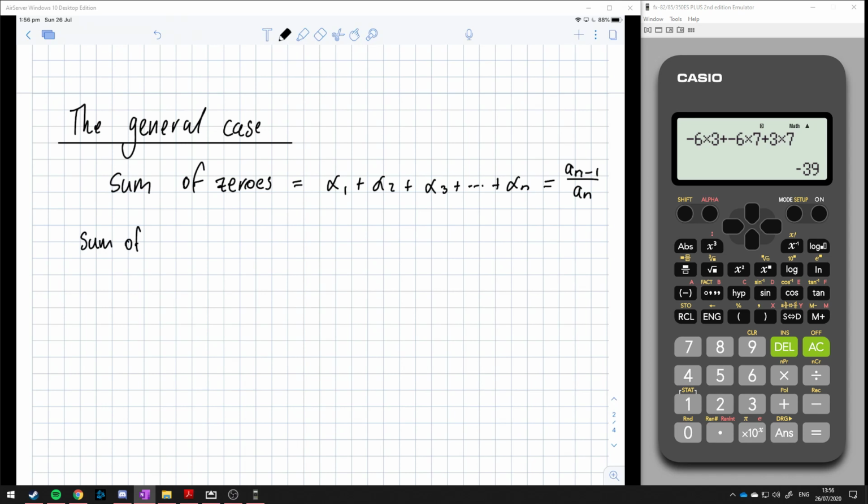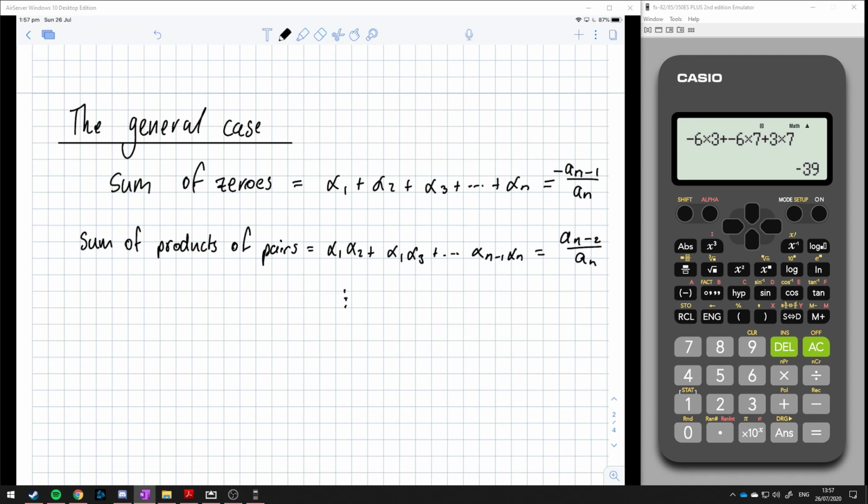Next we've got the sum of products of pairs, and that's equal to alpha 1 alpha 2 plus alpha 1 alpha 3 plus and so on until you get to alpha n minus 1 alpha n, and that is equal to the third coefficient over the first one. And it's the negative of that. No, sorry, the first one is the negative and the second one is not. Okay, so this one is not a negative. And this pattern actually keeps going down.